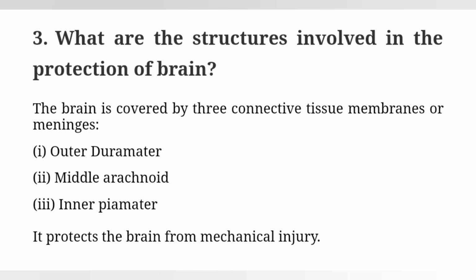Third question, what are the structures involved in the protection of brain? The brain is covered by three connective tissue membranes or meninges. First point, outer dura mater. Second one, middle arachnoid. Third point, inner pia mater. It protects the brain from mechanical injury.